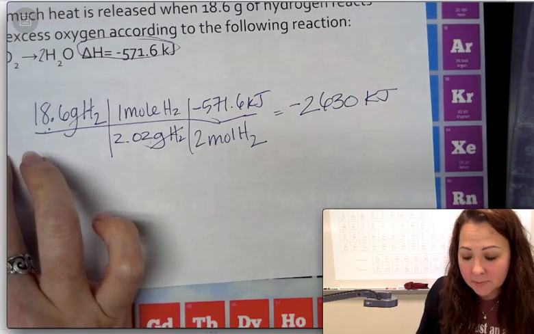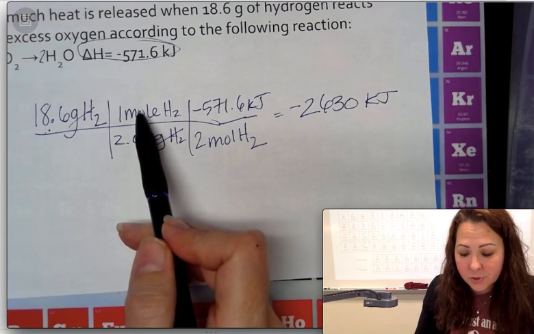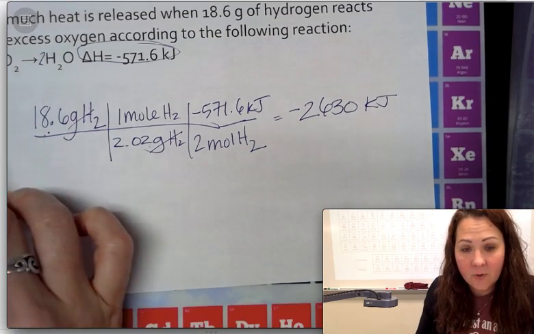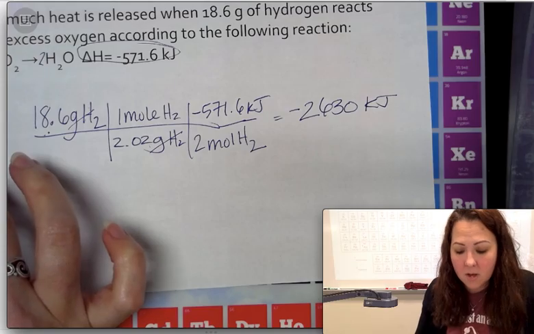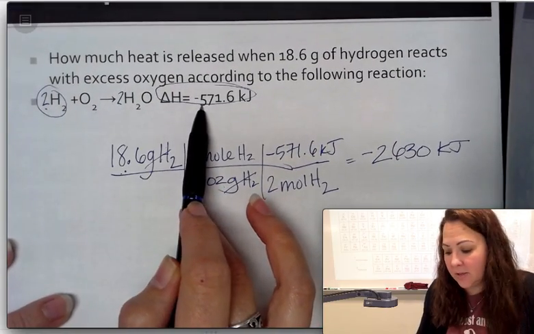So with these problems, you're going to take your grams, convert it to moles. Then you're going to use your balanced reaction and set your coefficient of your amount equal to your delta H. Use that in your last conversion factor.